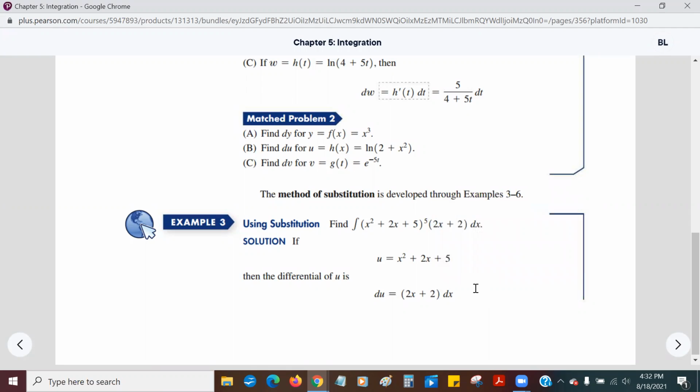And so this winds up being the integral of u to the 5th power times this whole thing, which is just du.